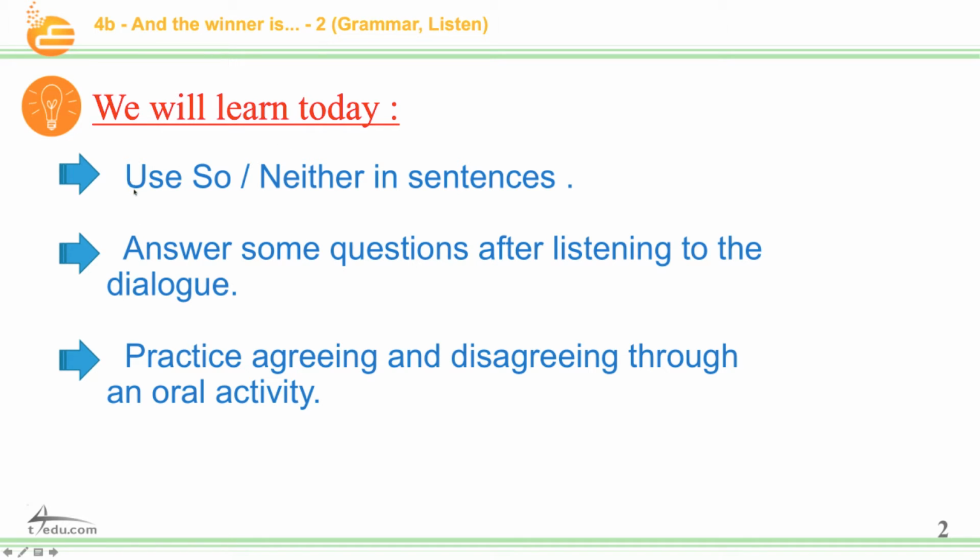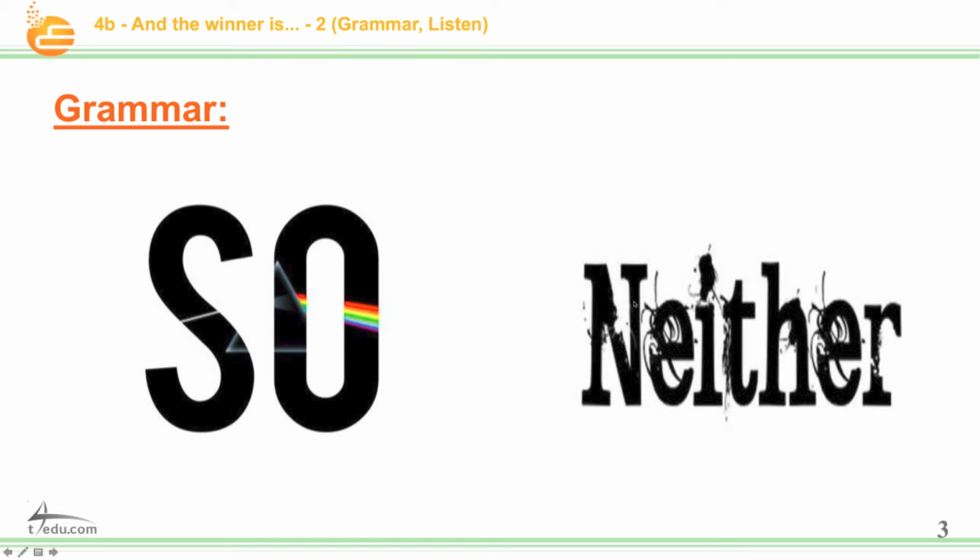We are going to use so and neither in sentences. Then we're going to answer some questions after listening to the dialogue. After that, we are going to practice agreeing and disagreeing through an oral activity. Are you ready? So and neither. What is the difference between so and neither?